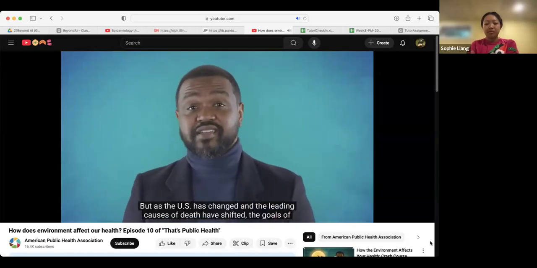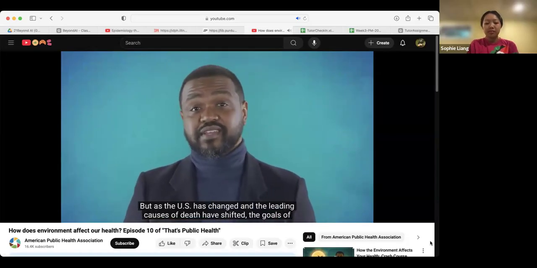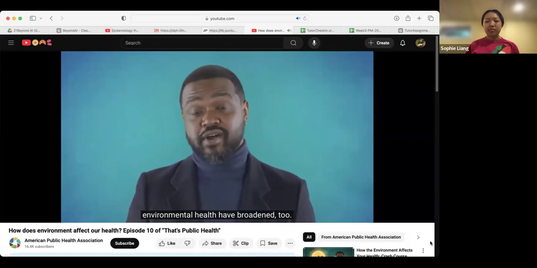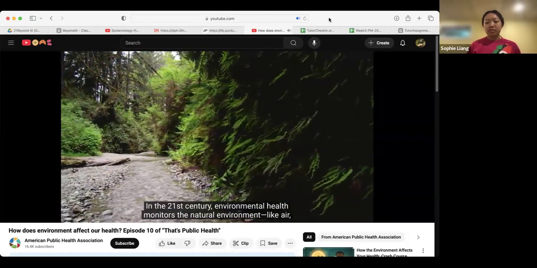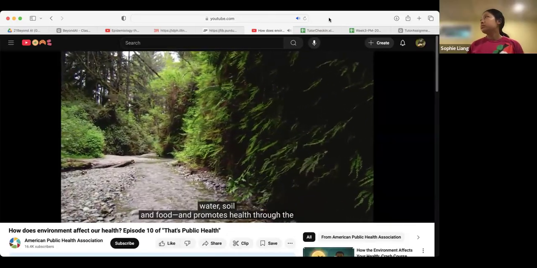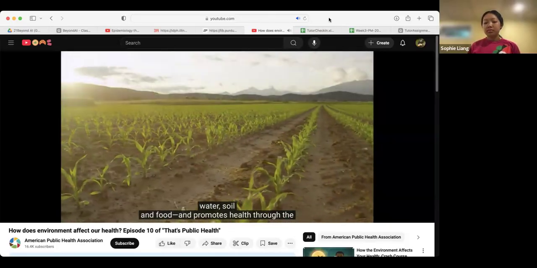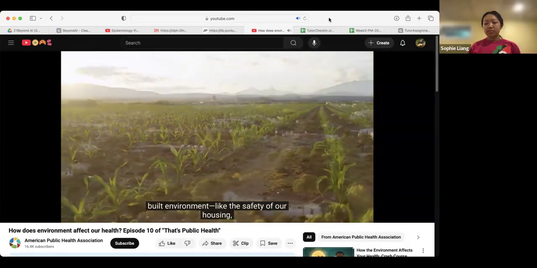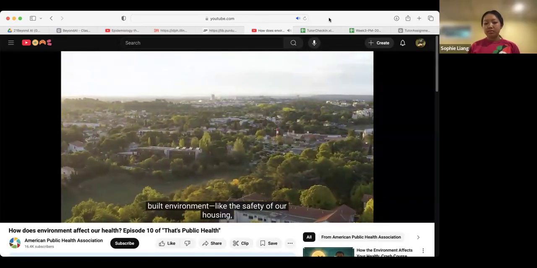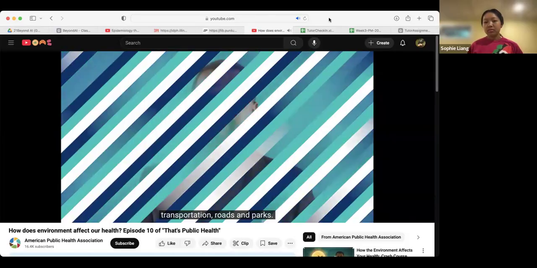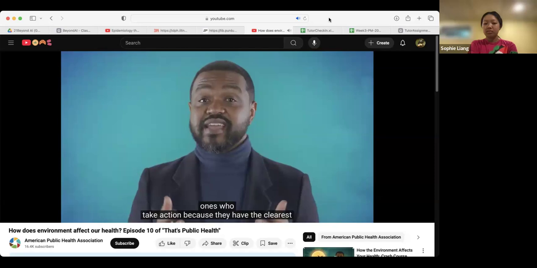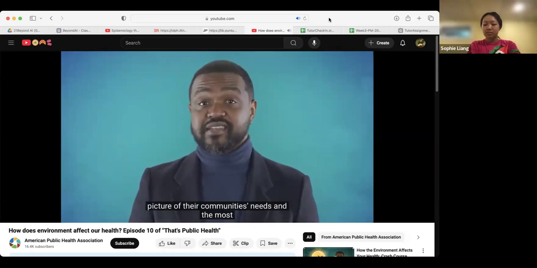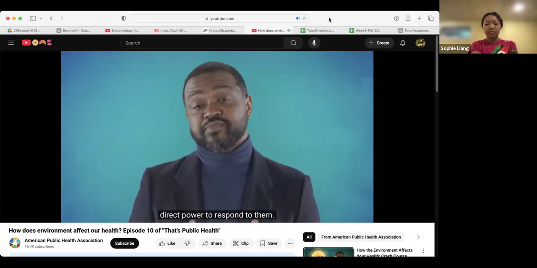But as the US has changed and the leading causes of death have shifted, the goals of environmental health have broadened too. In the 21st century, environmental health monitors the natural environment, like air, water, soil, and food, and promotes health through the built environment, like the safety of our housing, transportation, roads, and parks. Environmental health is a national issue. But in practice, local governments are the ones who take action because they have the clearest picture of their community's needs and the most direct power to respond to them.